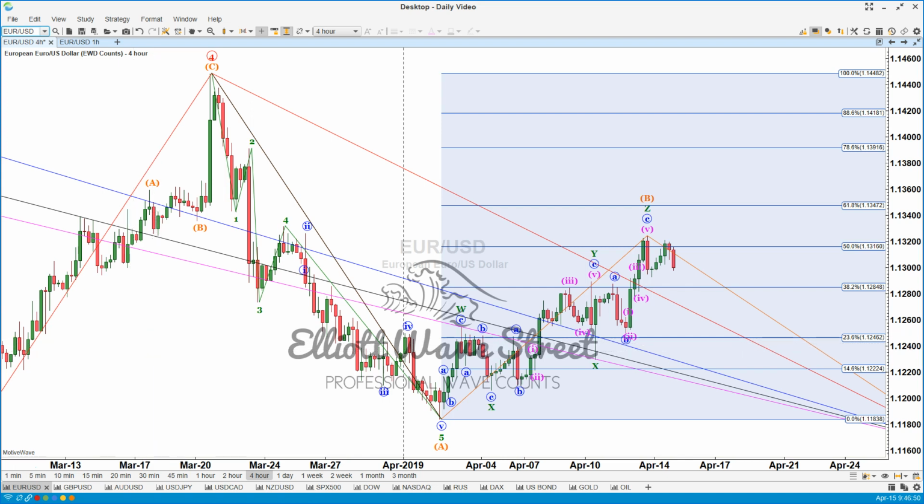This is the euro. The euro has been moving up last week during this B wave. The price has been pretty strong to the upside. The plan for this week is to start finding some technical reasons to find the end of this B wave. There are some important technical levels with Fibonacci.